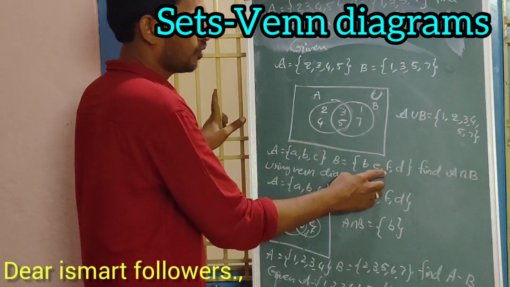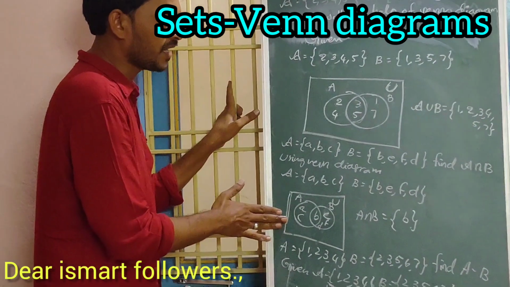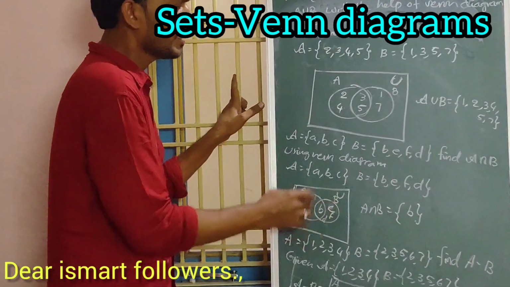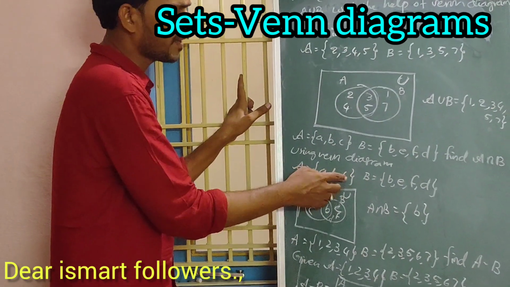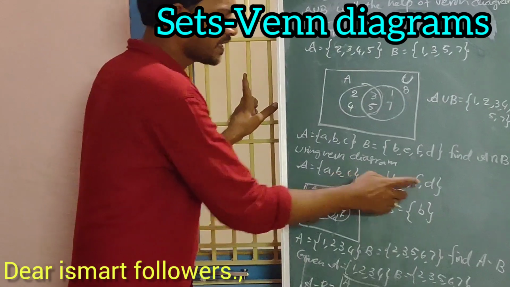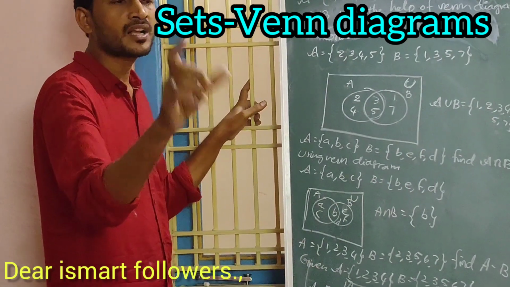Next, A, B. Two sets are given. A intersection B using a Venn diagram. First draw this one. Next, give names A, B. Next, what are the common elements? B. What are the A set remaining elements? A, C. B set remaining elements? E, F, G.